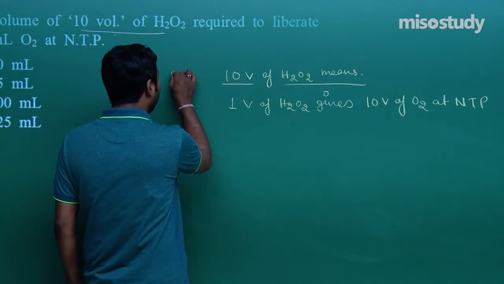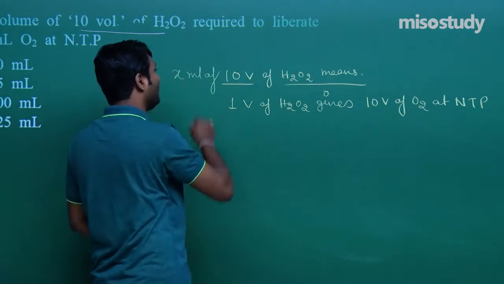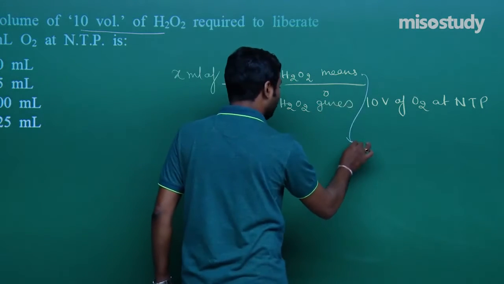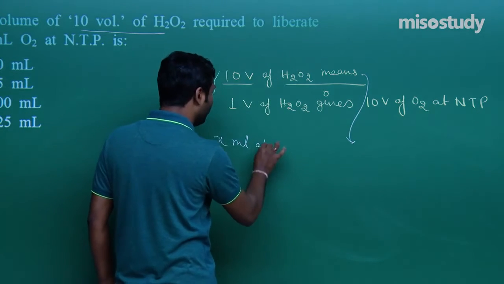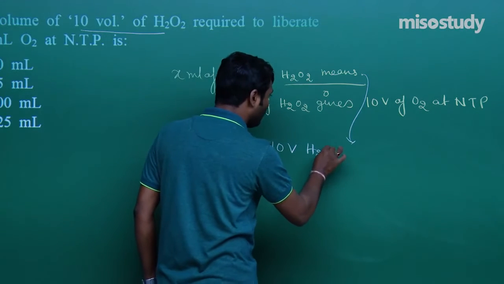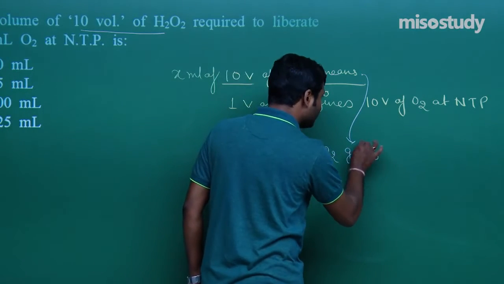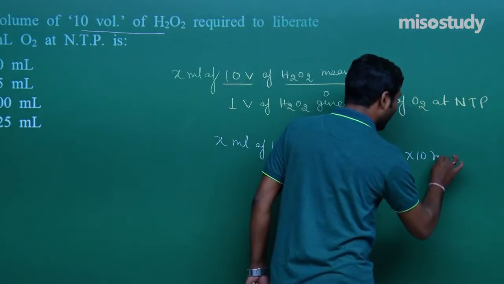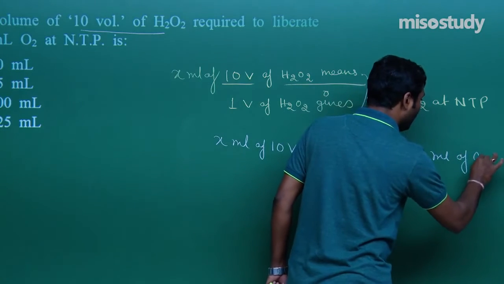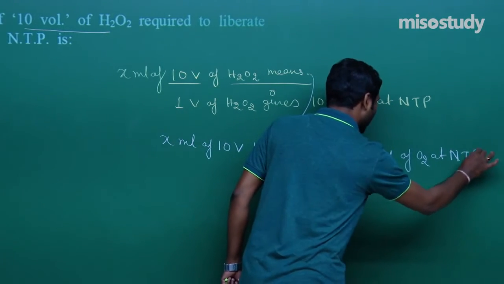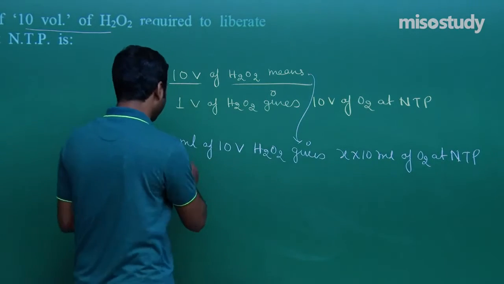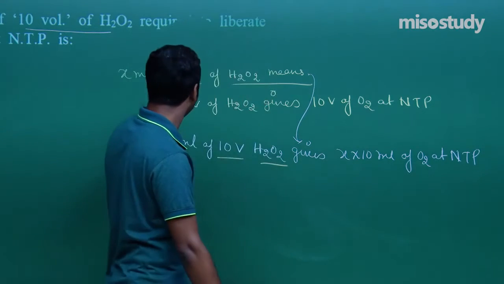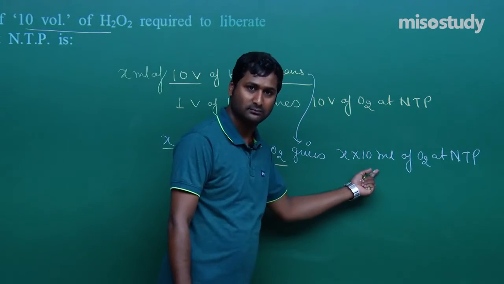Now, if I write here X ml of 10 volume H2O2, what does it mean? It means that X ml of 10 volume H2O2 gives X into 10 ml of O2 at NTP. Am I right or wrong? What I have written: X ml of 10 volume H2O2 gives X into 10. If I write here Y, then it will be 10 into Y. Clear to you?